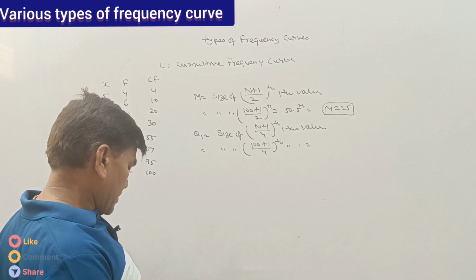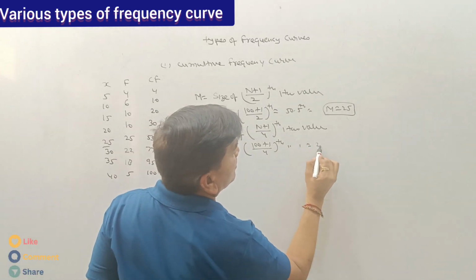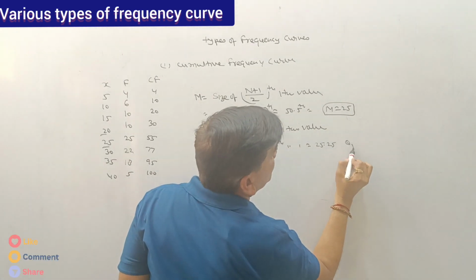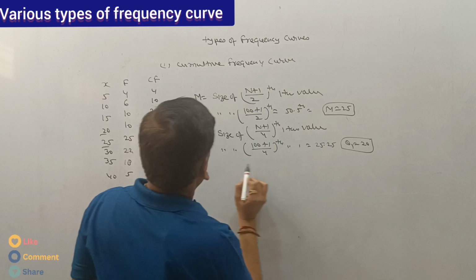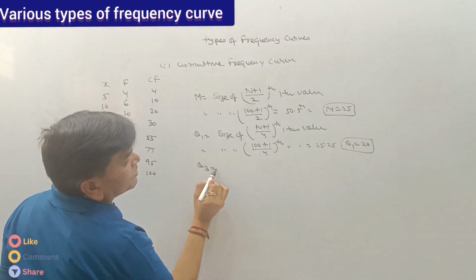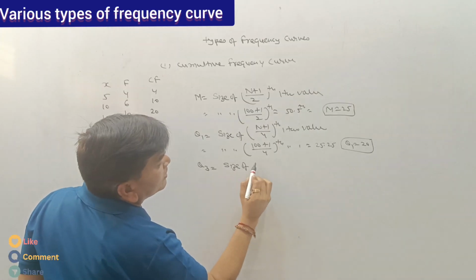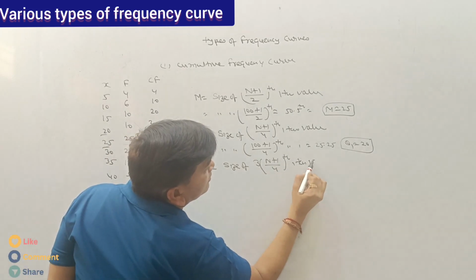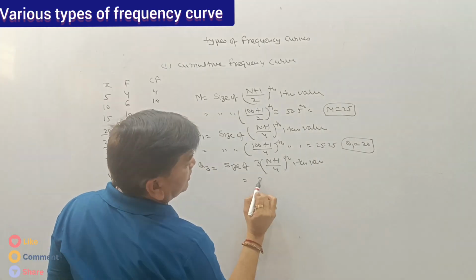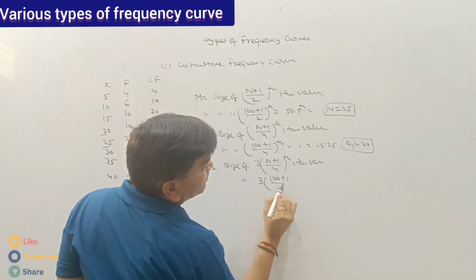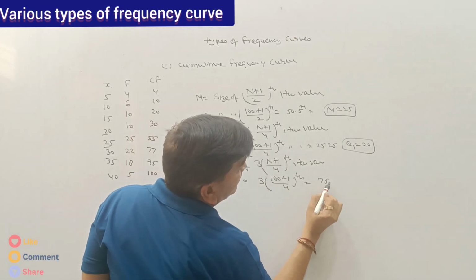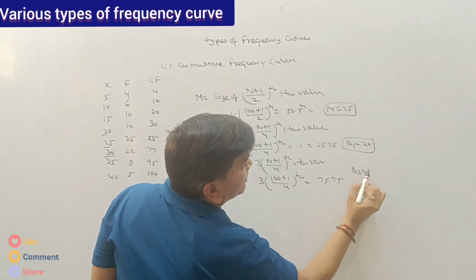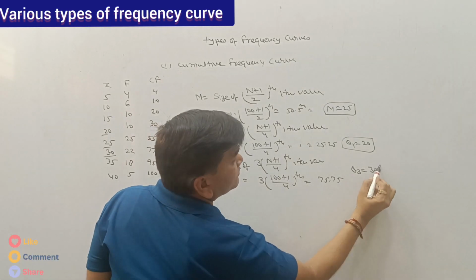101 divided by 4, that is 25.25. Including that, the value of Q1 will be 20. Similarly, to calculate Q3, the size of the 3n plus 1 upon 4th item value. So that is 3 multiply 100 plus 1 upon 4th item value, that is 75.75. So here the value of Q3 will be 30.